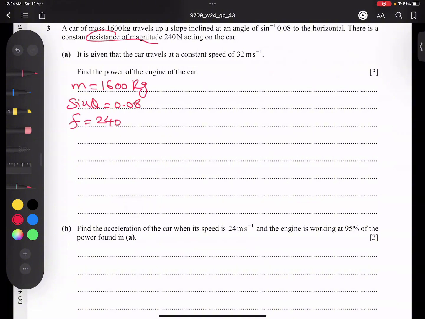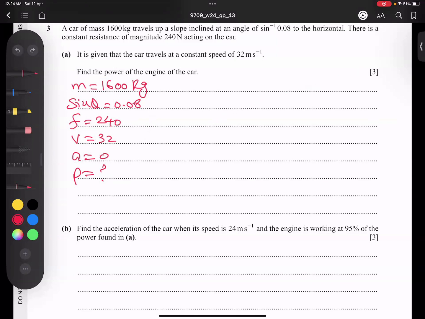You can see the friction force. It is given that the car travels at constant speed. Constant speed is understood. Speed is 32 and constant, so acceleration is 100% zero. And we need to find out the power. This data writing is very, very important. It helps to solve a question. And now let's try to do it.